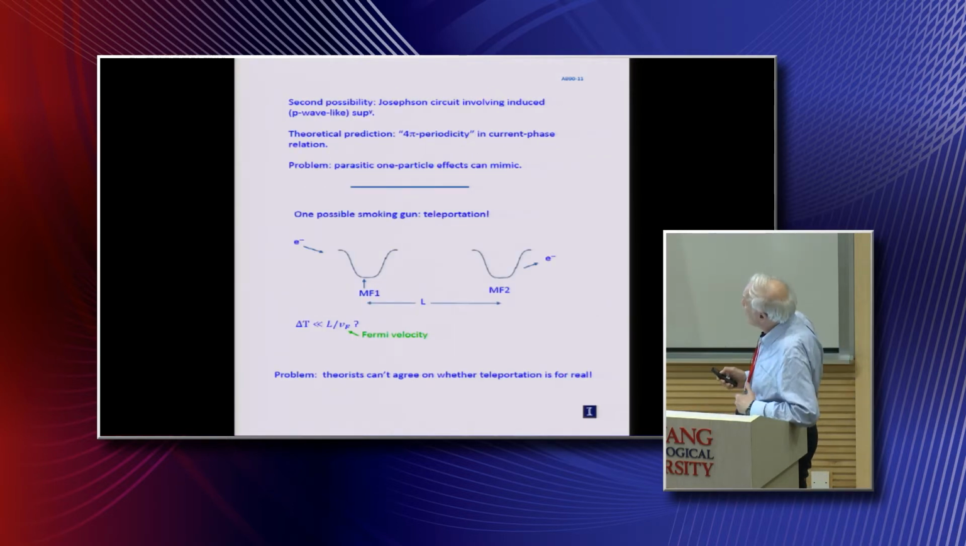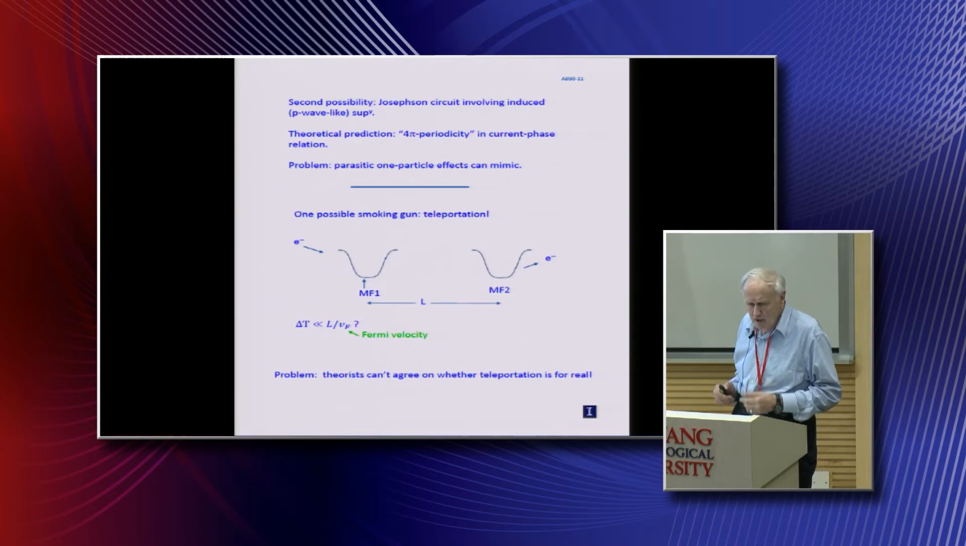Very quickly, the second possibility is a Josephson circuit involving a p plus ip, p-wave-like superconductor, and the theoretical prediction, which has been made by many people now, is you get a so-called 4-pi periodicity in the current phase relation, instead of the normal 2-pi. Trouble is that any parasitic one-particle effects can mimic that. It's basically the Byers-Yang theorem, and any odd one-particle effects will tend to mimic it and have nothing to do with Majoranas.